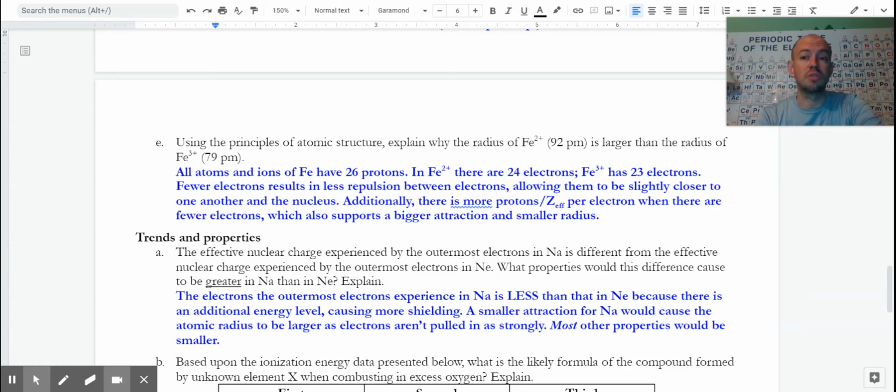That is going to change. Less repulsions, allowing them to be closer. And there, I'm going to change my is to are, more protons or more Zeff per electron, which is going to pull that in a little bit closer. So very often you're even given the trend. You don't need to know what it is, what's bigger or smaller. You just need to be able to think about, what do I know about atomic structure that proves that?